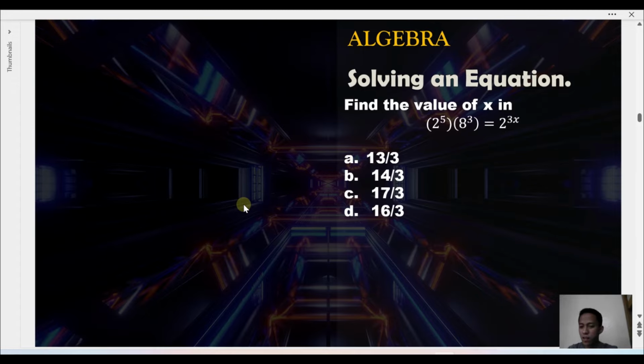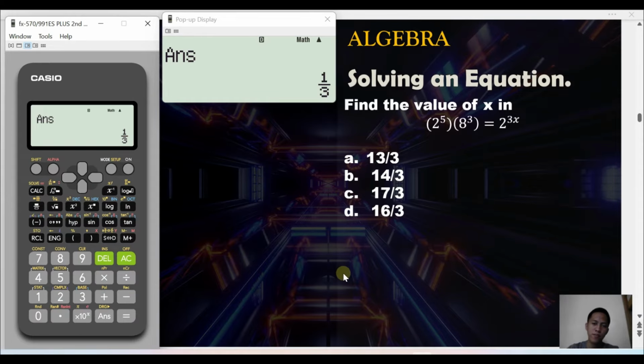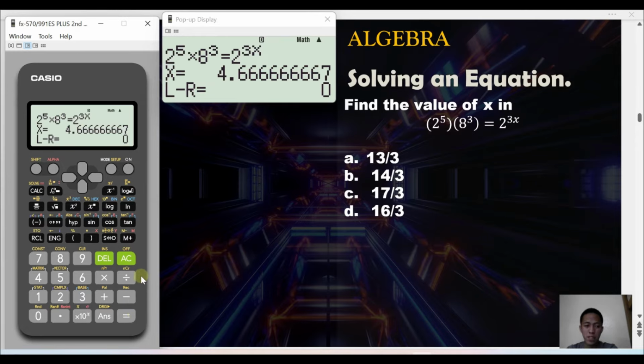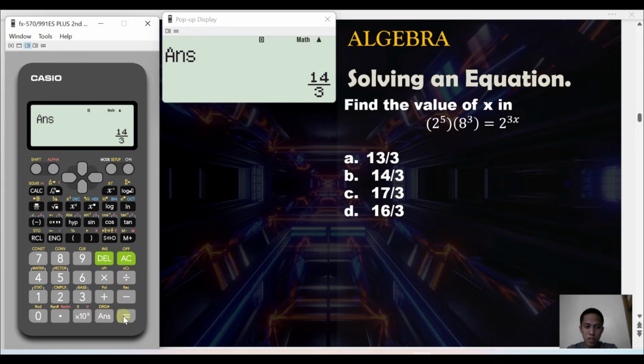So find the value of x in this equation. 2 raised to 5 times 8 cubed is equal to 2 raised to 3x. Okay, so input lang natin guys, 2 raised to 5. Okay, times, you have here 8 cubed, and that is equal, so alpha equals, so 2 raised to 3x, so 3 alpha x. Okay, so let's try solving. So shift, solve. So equals lang guys. So it will give you the answer for this problem. So that is 4.67. So in fraction, that is 14 over 3. So that is letter B.